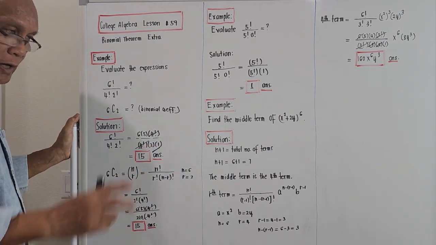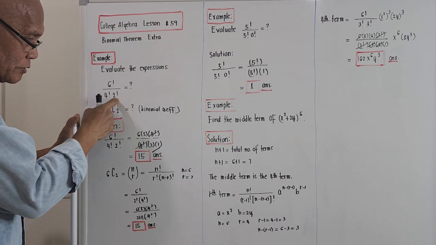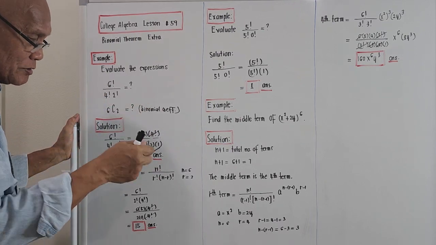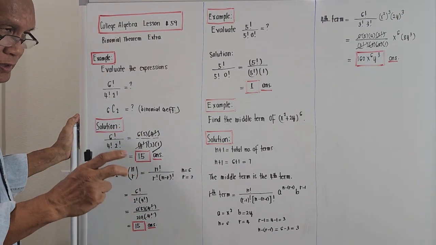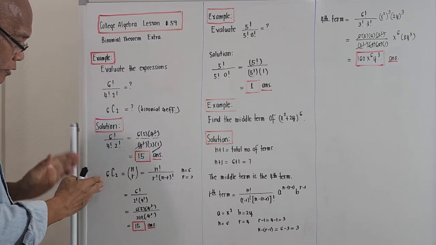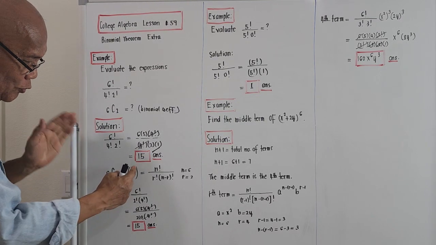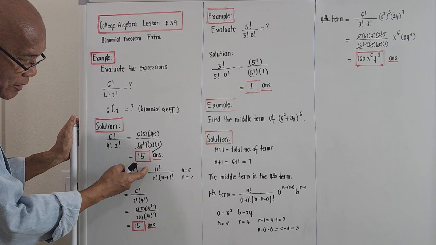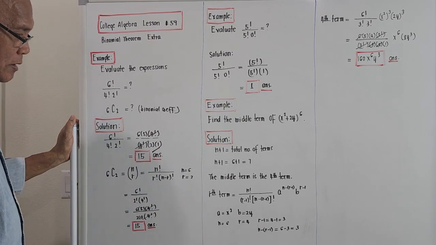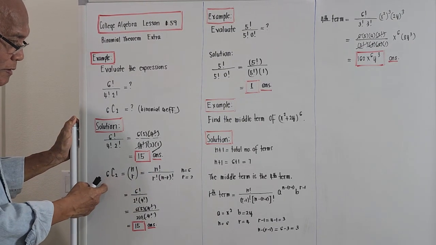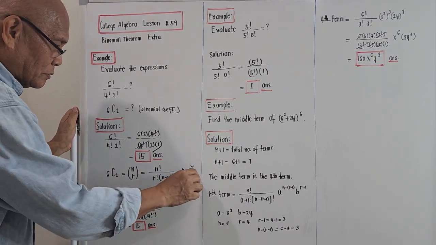Expression number 2, don't be afraid of this. You are afraid of this only if you do not know the meaning of 6C2. I am telling you, it's the so-called binomial coefficient. And there is an equivalent for 6C2. If we rewrite it, it will be the quantity n, r, and simplified this is n factorial over r factorial times quantity n minus r factorial. The value of n is the first one, which is 6. The value of r is 2.